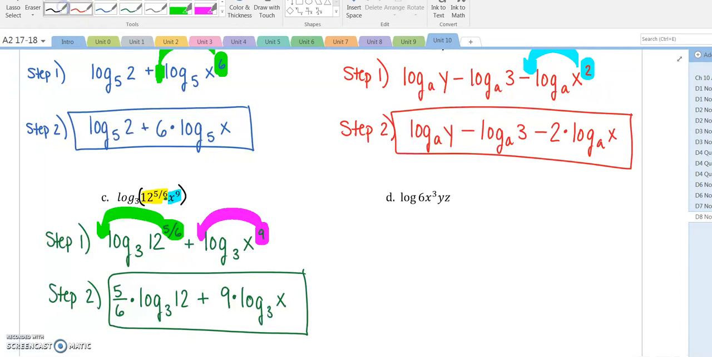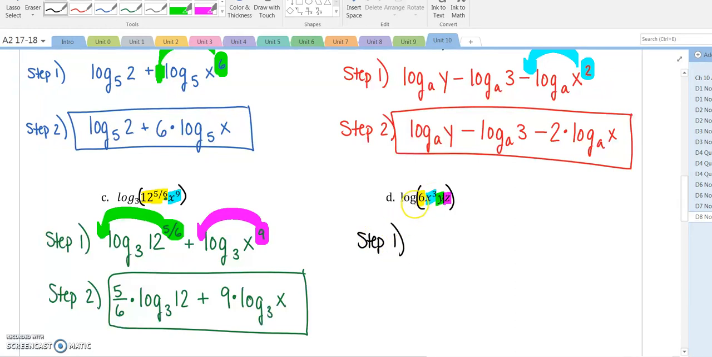Okay, another one on this page, so letter D. Again, look at what's inside your log and try to figure out how many factors there are so you know how many logs to use. I see a 6, an x cubed, a y, and a z. 4 factors means 4 logs. So for step 1, I'm going to split this up into 4 logs.